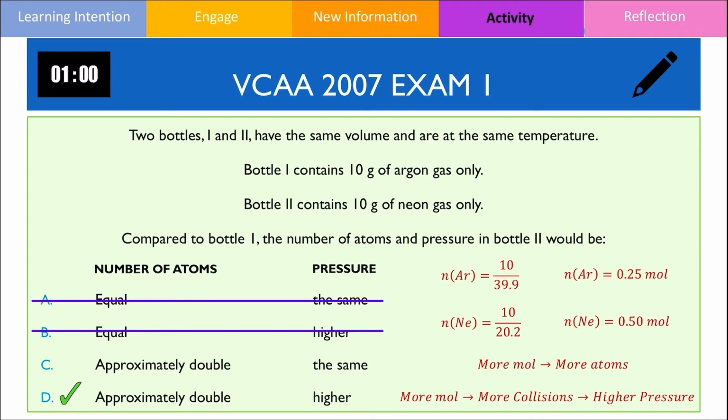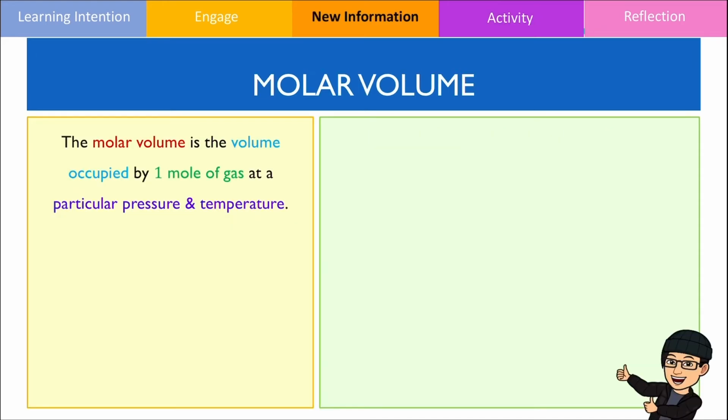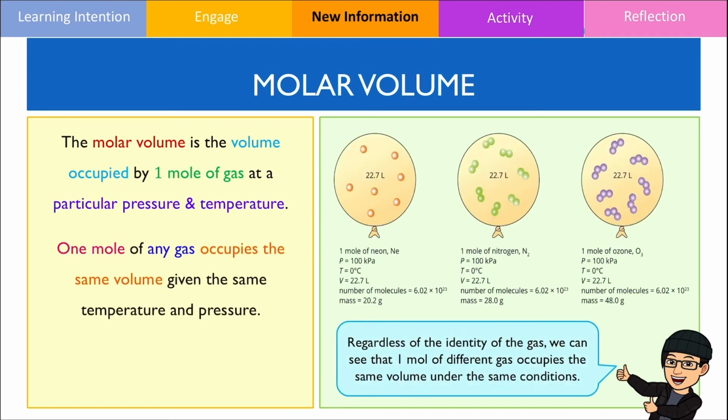The next thing that I would like to talk about in this video is molar volume. The molar volume is defined as the volume occupied by 1 mole of gas at a particular pressure and temperature. If you look in the following diagram, we've got 1 mole of neon, nitrogen, and ozone. Notice how each of these three gases have the same volume of 22.7 liters under the same conditions regardless of the type of gas present.